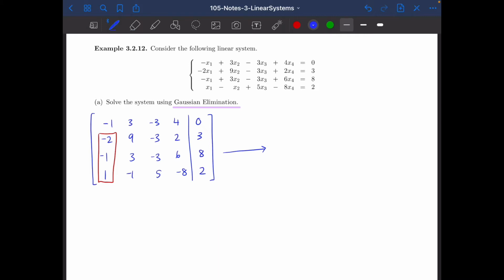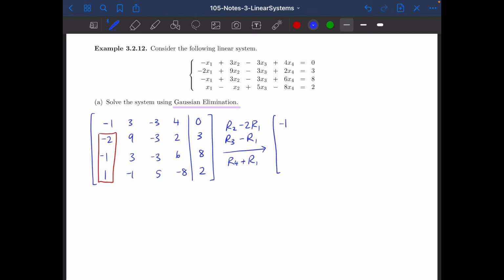For the second row, row 2 minus 2 row 1, we'll make that -2 become a 0. Then for the third row, row 3 minus row 1, we'll make that -1 become a 0. And then row 4 plus row 1, we'll make that 1 become a 0.